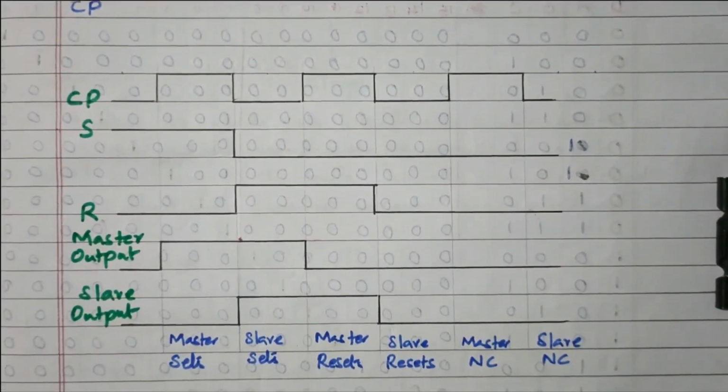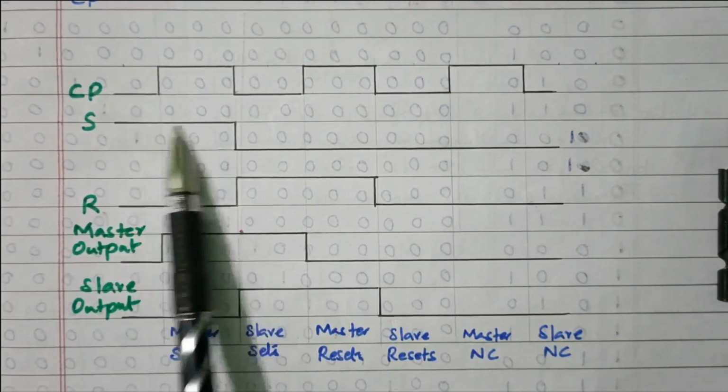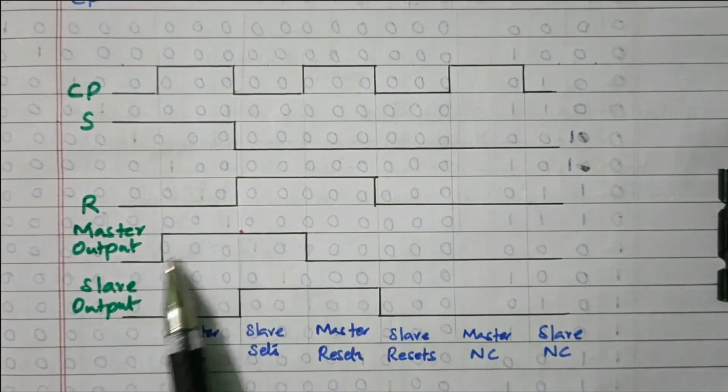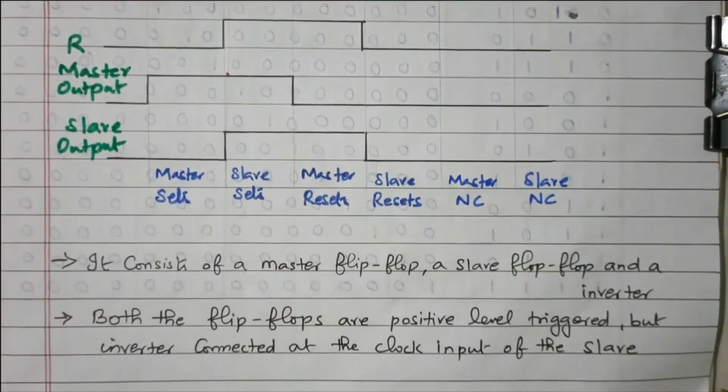So this is the clock pulse available. The clock pulse is the S and R. This keeps on changing. This is the master output. See this: master set, slave set, master reset, slave reset, master no condition, slave no condition. Like that it will keep on changing. There, both S and R will not be 1. That is the race around condition.